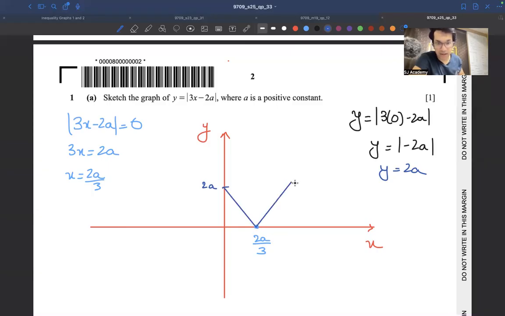And one thing we can also take into consideration is that this line has a gradient of 3. So if you want, we can show that as well. This line should have a gradient of 3, meaning that for 3 units in the y direction, it will move 1 unit in the x direction. So in that sense as well, you can sketch the graph. But what we have to show is the x-intercept and the y-intercept. We have to make sure that the graph is pointing upwards. It's V-shaped as there's a modulus sign.